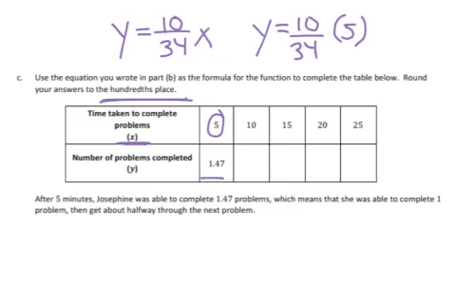Try to complete your table, pause your video, and then check to see if you have the same answers as I do. If you do not, make sure you plugged it in your calculator correctly: 10 divided by 34 times your x values or your inputs. If not, you can ask your teacher. And after 5 minutes, Josephine was able to complete 1.47 problems, which means she was able to complete one problem, then get about halfway through the next problem. So that's just something to think about.